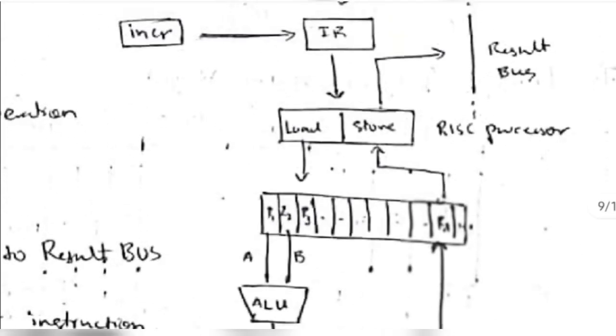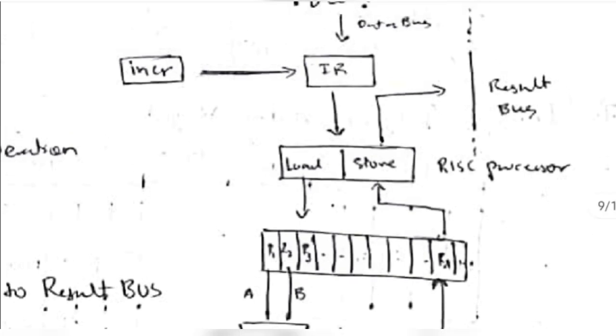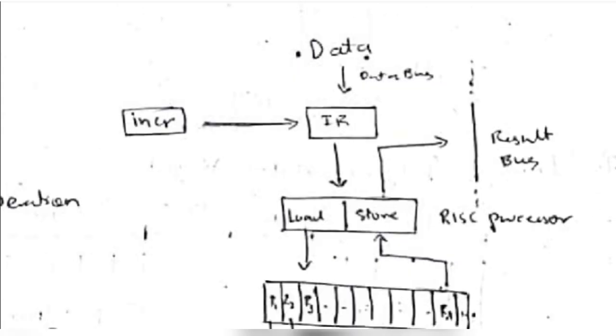Okay, ALU will compute the result, and it will be stored in R3 register. Then R3 register will store the result in this part. Okay, in the RISC processor, and finally the result will be transferred to the result bus. Okay, it will be output on the main screen. Okay, that's the working procedure of ARM processor.